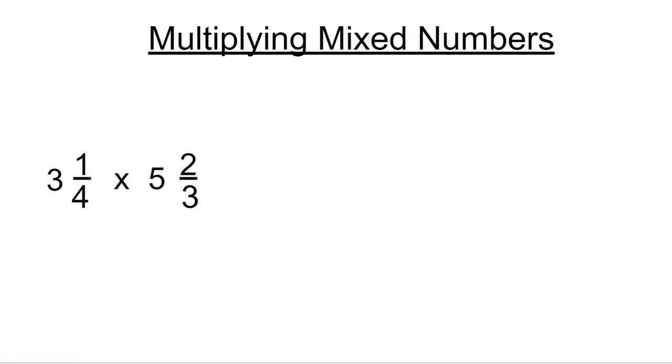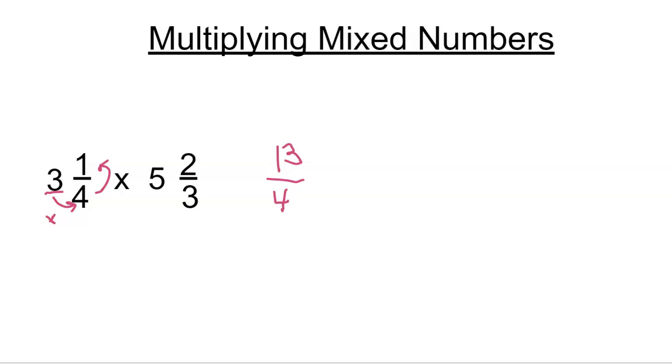So the first thing that I'll have you do is convert these into improper fractions. The shortcut to that is to take the whole number and multiply it by the denominator. So 3 times 4, which is 12, plus 1, which is 13. So this is really 13 over 4.